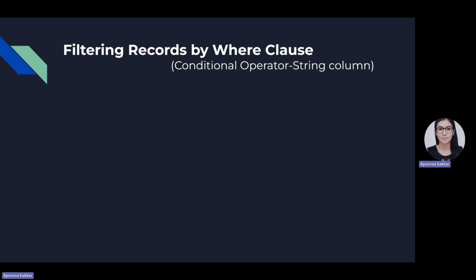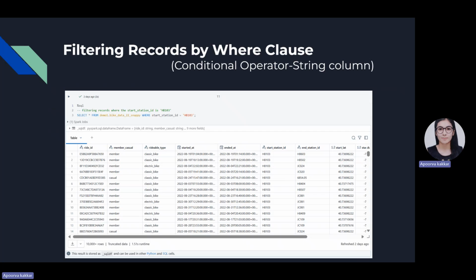Let us suppose I want to extract data from my records in such a way that it contains a particular value for start station ID. So I am extracting the records where the start station ID is HB103. I can write SELECT *, which means select all the columns from this table WHERE start station ID is HB103. Since HB103 is a string column, I had to enclose it inside the quotes.